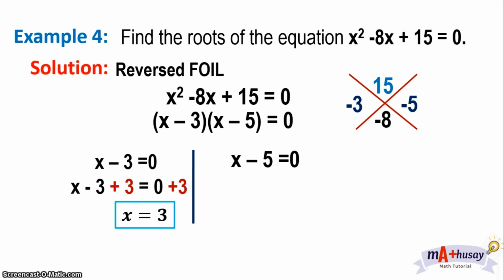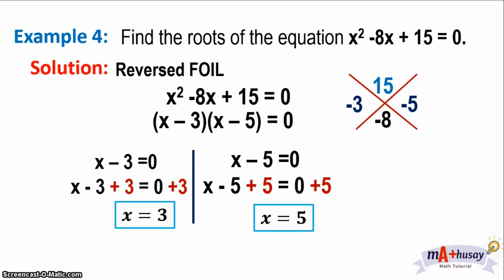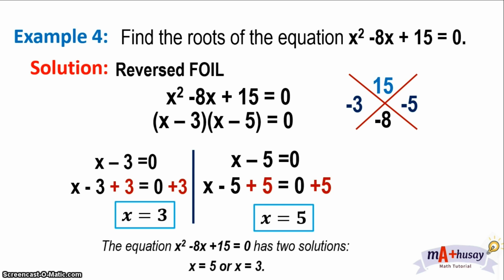So, yung isa naman, x minus 5, you have to add positive 5 to both sides of the equation. Now, to simplify this, you will have x equals 5. Therefore, the solutions of the equation x squared minus 8x plus 15 equals 0 ay 5 or 3.